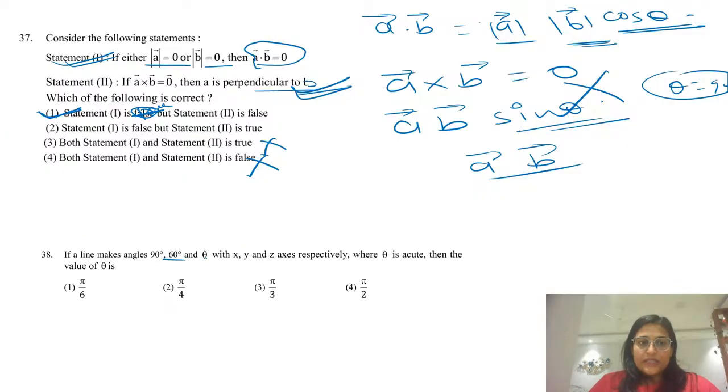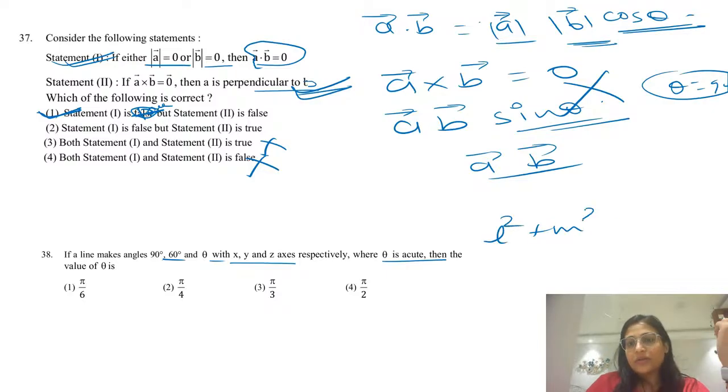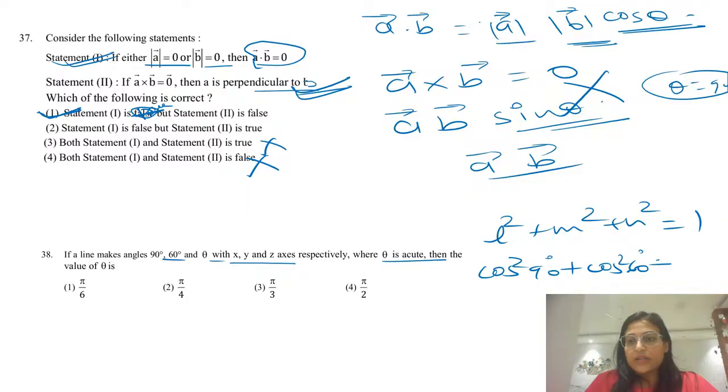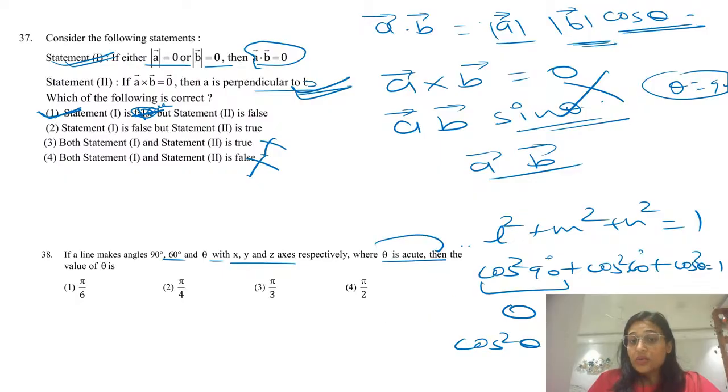If a line makes 90, 60 and theta with the x, y, z axes, where theta is acute, find the value of theta. Cosine ratio: cos square 90 degrees plus cos square 60 degrees plus cos square theta is equal to 1. Cos square 90 is 0, plus cos square 60 is 1 by 4, plus cos square theta is equal to 1. So cos square theta is 1 minus 1 by 4, that is 3 by 4. Theta is acute, it's given, so we take the positive value, root 3 by 2. So cos theta is root 3 by 2, which means theta is pi by 6. Option 1 is the correct answer.